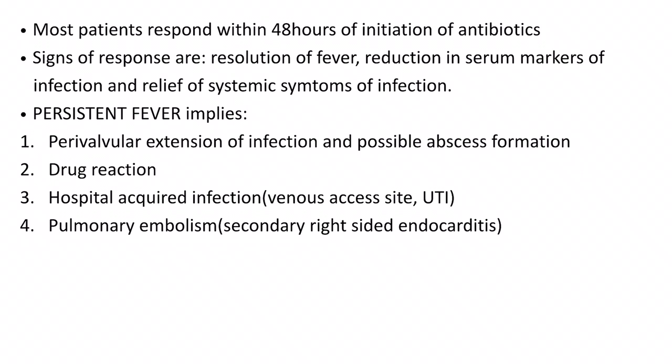Since you hospitalize the patient, there can be other infections like urinary tract infection, which also manifests with fever, and venous access site infection, which again manifests with fever. And fourth, there could be a pulmonary embolism, like development of a secondary right-sided endocarditis. You need not know this in detail. Just remember that persistent fever implies these 4 conditions.